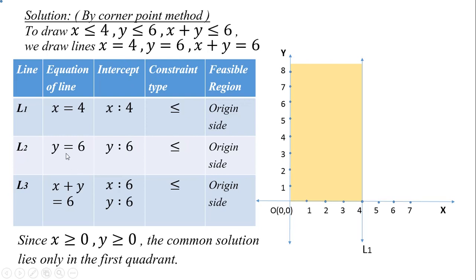Now we plot this second line, y equal to 6. The y-intercept is 6 and this line is parallel to the x-axis passing through this point. So we draw this line. This line is L2. Now here is the solution set of this inequation, y is less than or equal to 6, which is in the first quadrant. It is this part, this reddish part.